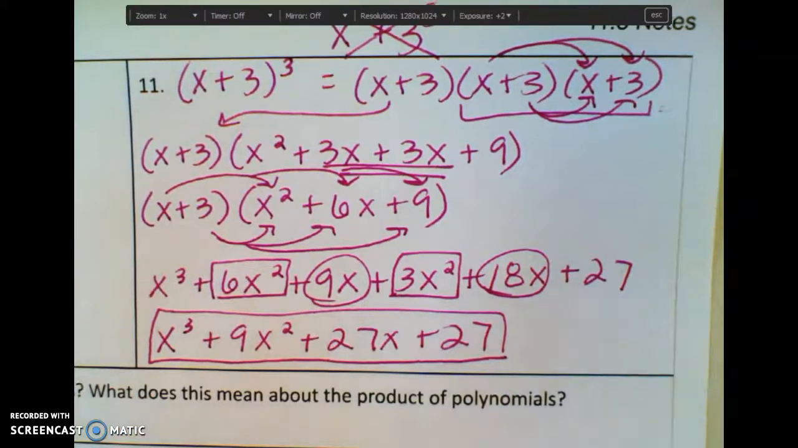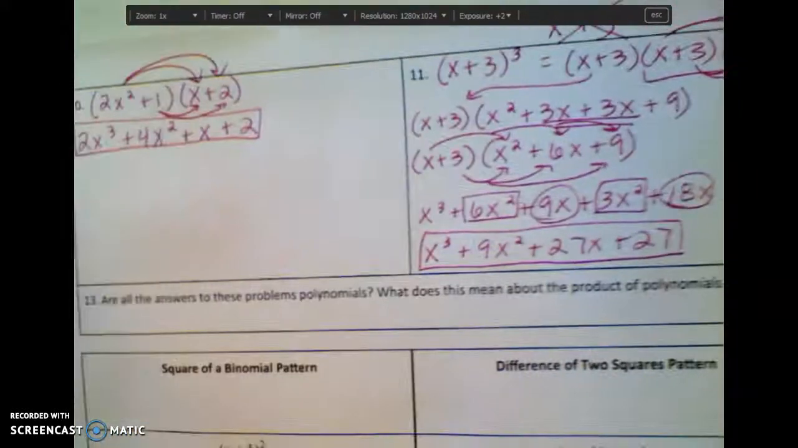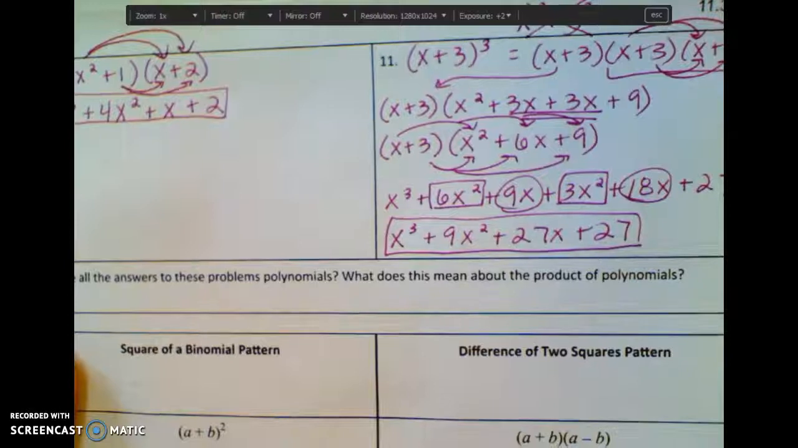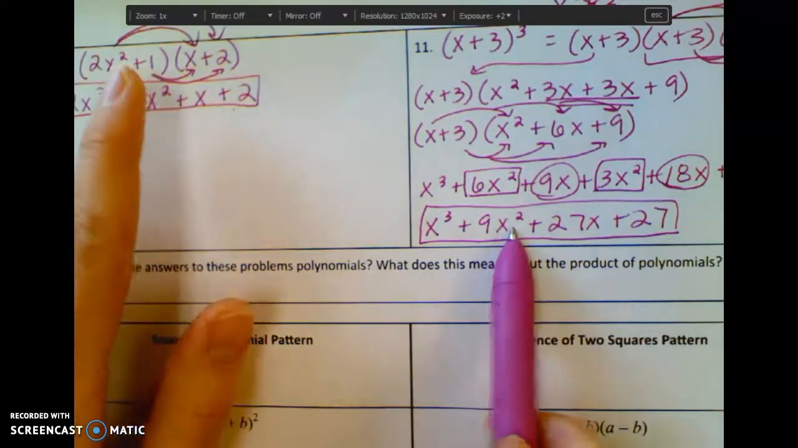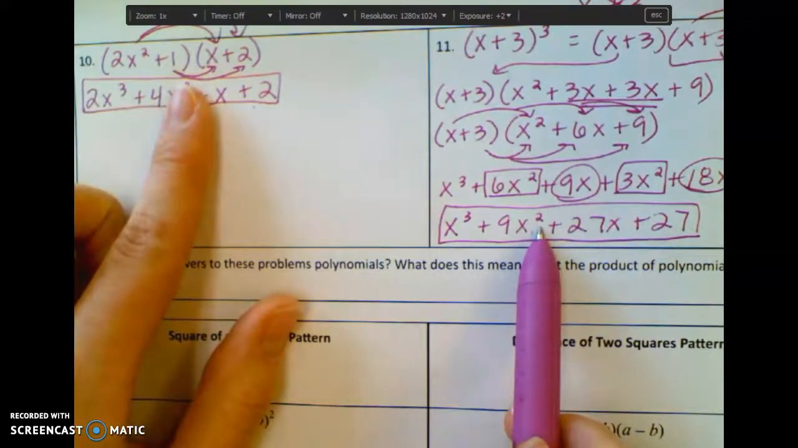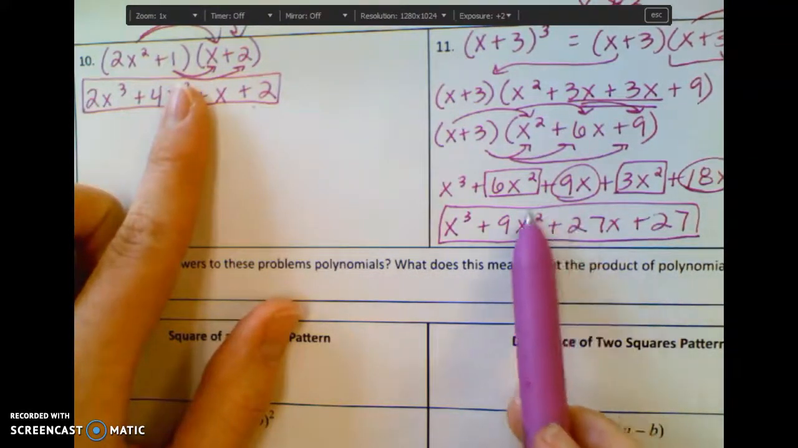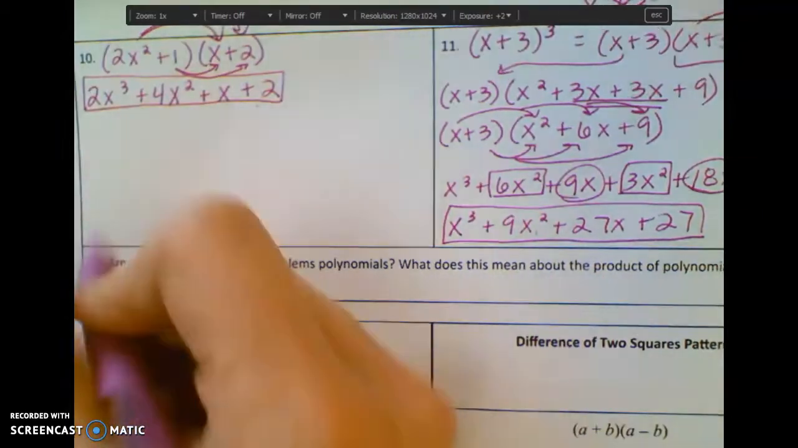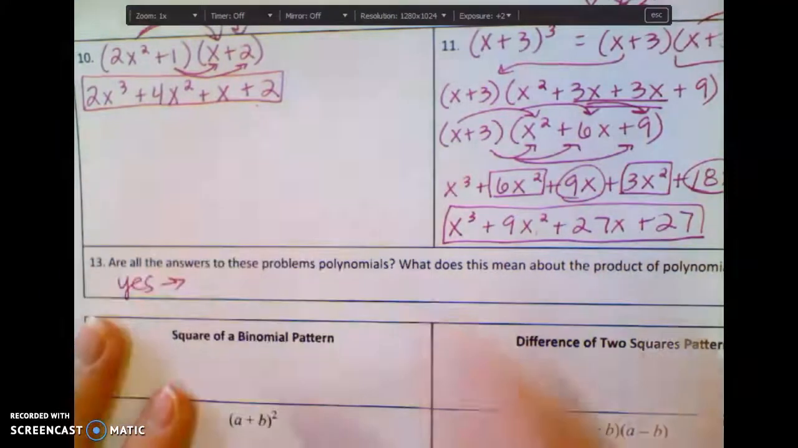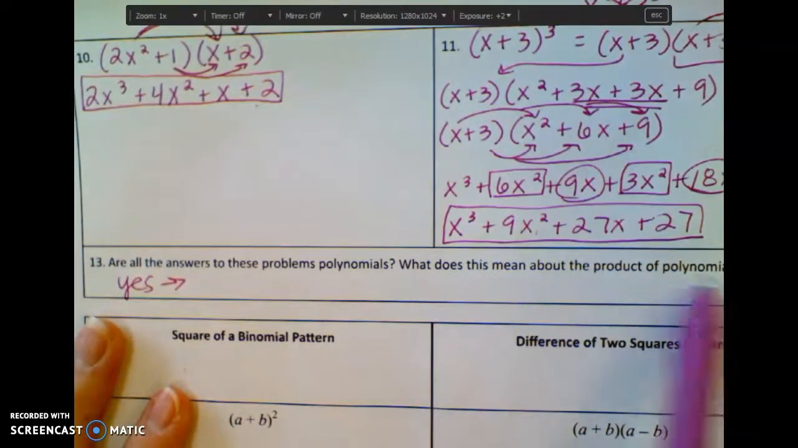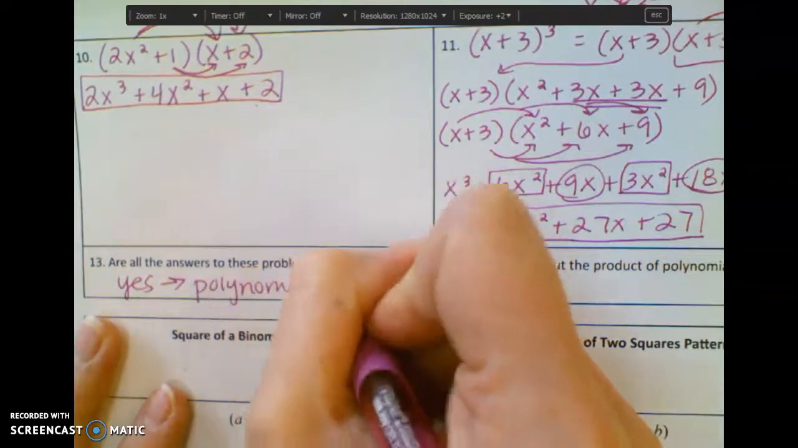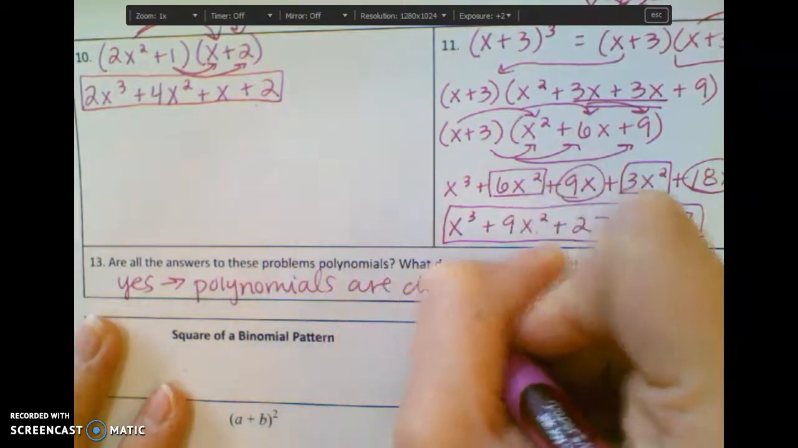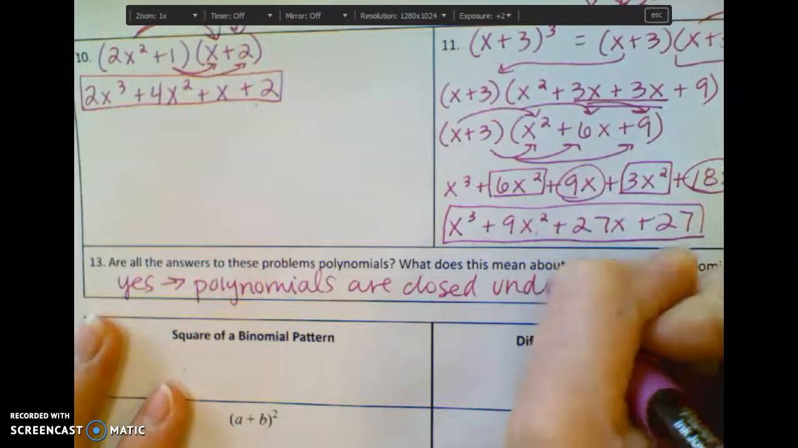So let's look at number 13. Are all the answers to these problems polynomials? Every single one that we've looked at on the front of the page, on the back of the page, they were all polynomials. How do we know? Because they have whole number exponents. Well, if the answer to that is yes, then take a guess at what it means about the product of polynomials. Well, that means that polynomials are closed under multiplication.